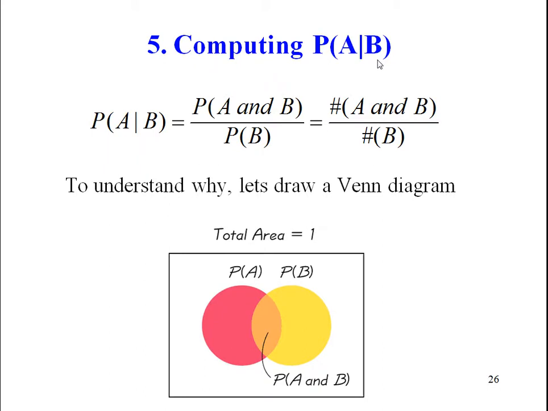Okay, computing the probability of A given B. Probability of A given B is just the probability of A and B divided by the probability of B, or the number in A and B divided by the number in B. And let's see that. Okay, now the probability of A given B, we know that B has happened, so now we're just in this reduced sample space. We're just in B. Now what's the probability of A given B? Well, it's just this part of B, this intersection here, and that is A and B. So it's just the probability of A and B divided by the probability of B, or the number in A and B divided by the number in B. Okay.